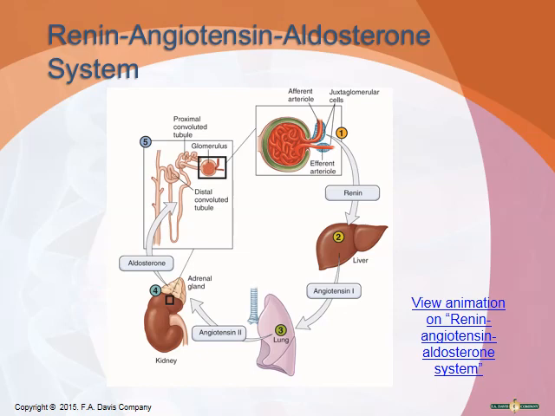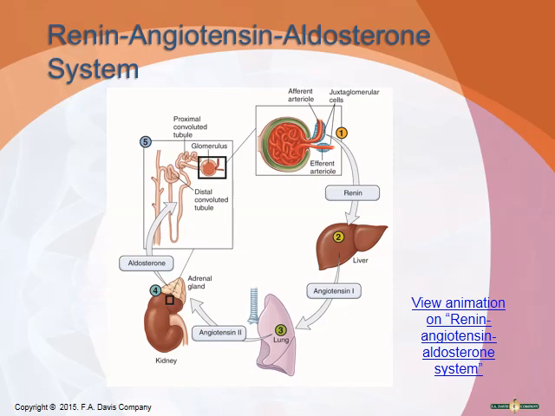Angiotensin 1 travels in the bloodstream to the lungs, and in the lungs there's an angiotensin converting enzyme, otherwise known as ACE, that converts angiotensin 1 into angiotensin 2. Angiotensin 2 stimulates the adrenal glands to produce aldosterone. And aldosterone, remember, is one of the corticosteroids, the salt one, where it causes the kidneys to hold on to sodium, therefore hold on to water, therefore increasing blood pressure by increasing blood volume.